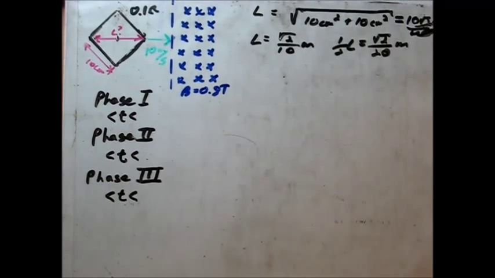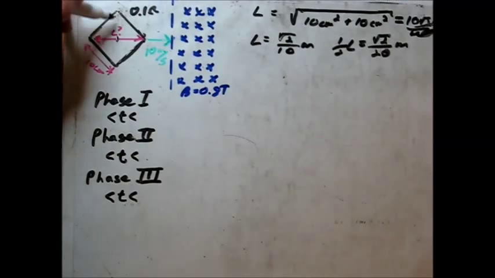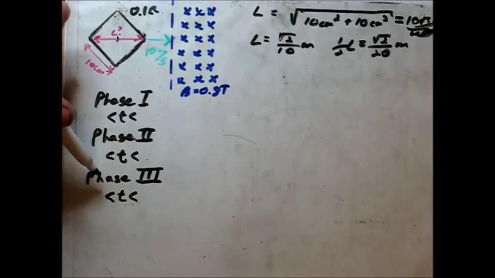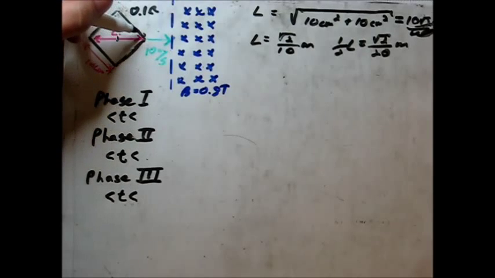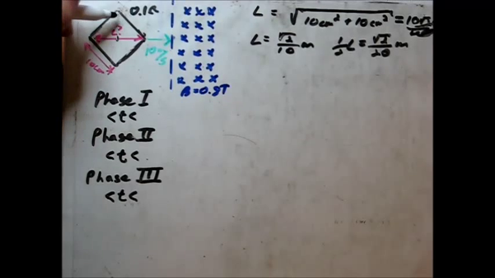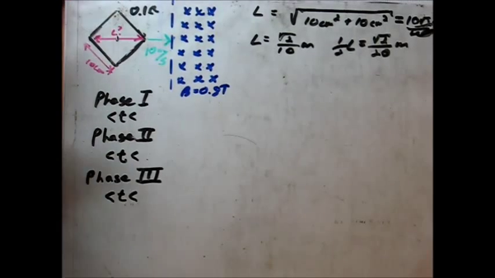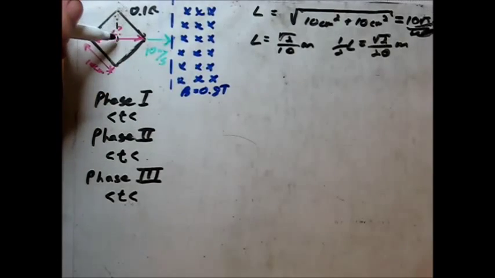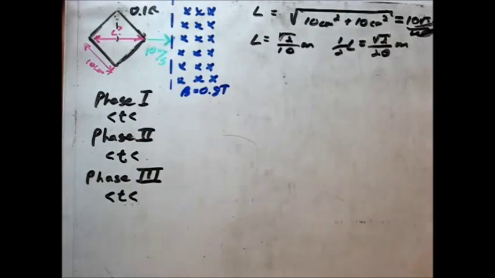So we're going to have to actually divide this up into different phases. I labeled them phase 1, phase 2, and phase 3, and that's because this diamond shape makes an abrupt change in the delta area with respect to time. It has a discontinuity, and it changes at this point, which, since it's a square, we know this midpoint here is at L over 2, which we stated there.